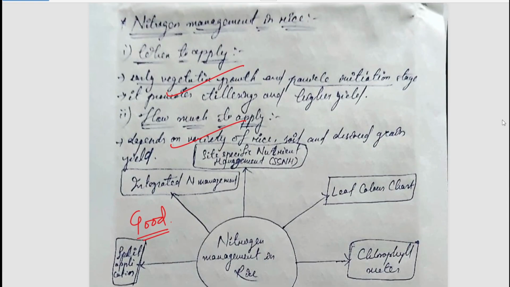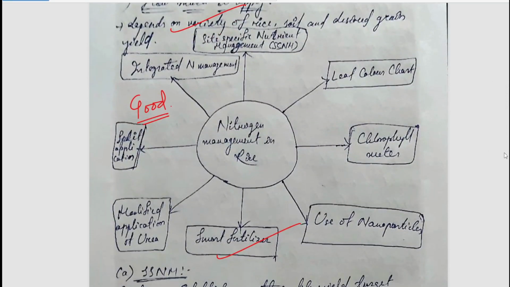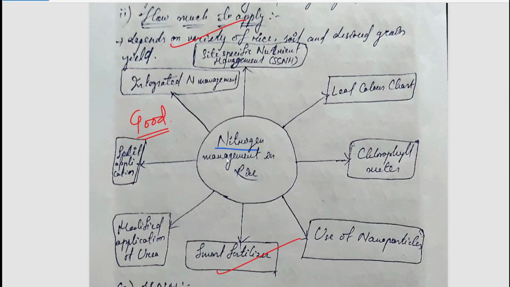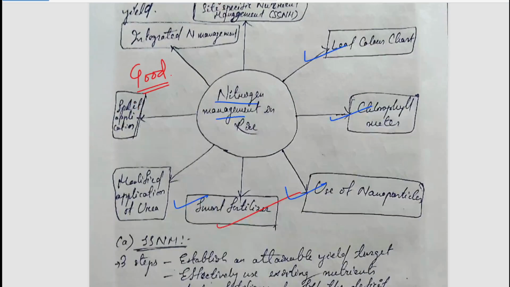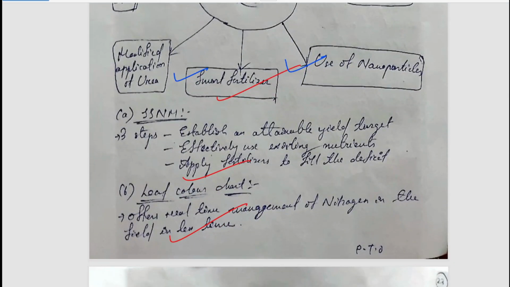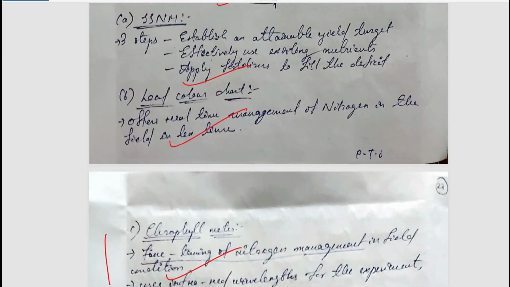Nitrogen management has been mentioned. You can see nitrogen management has been well mentioned, such as use of leaf color chart, chlorophyll meter, nanoparticles, smart fertilizers. So very well written points, and those are explained a bit also. You can simply pause and read it.